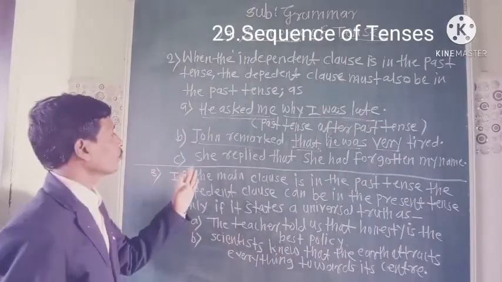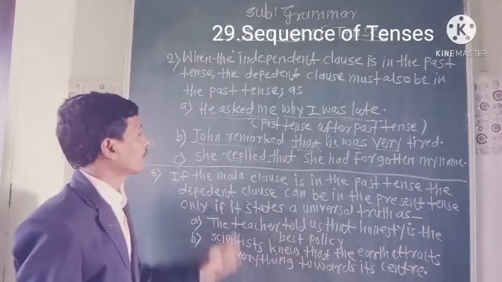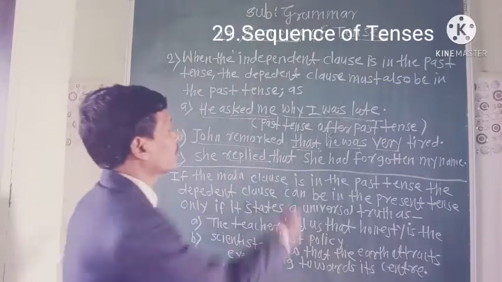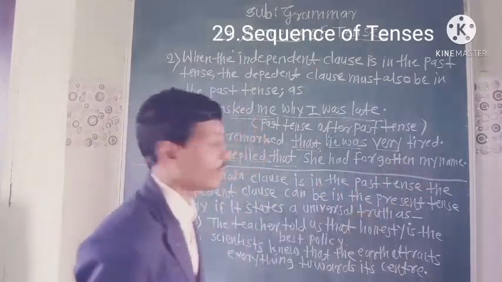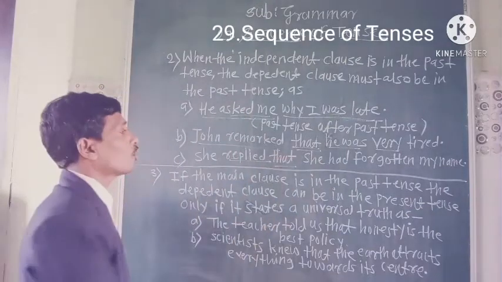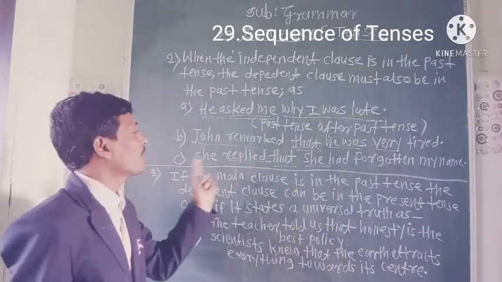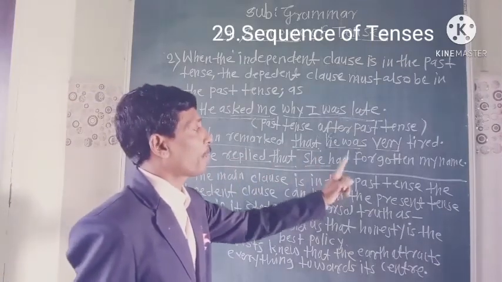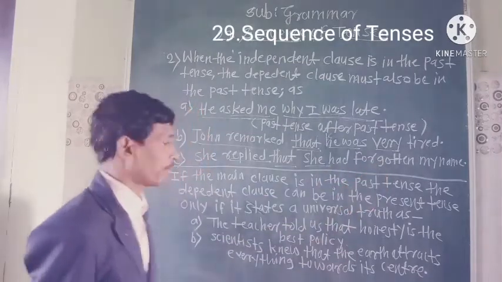Third example: She replied. Here is the past tense. That she had forgotten my name. So here, the first one is the simple past tense and the next one, she had forgotten my name, is the past perfect tense.